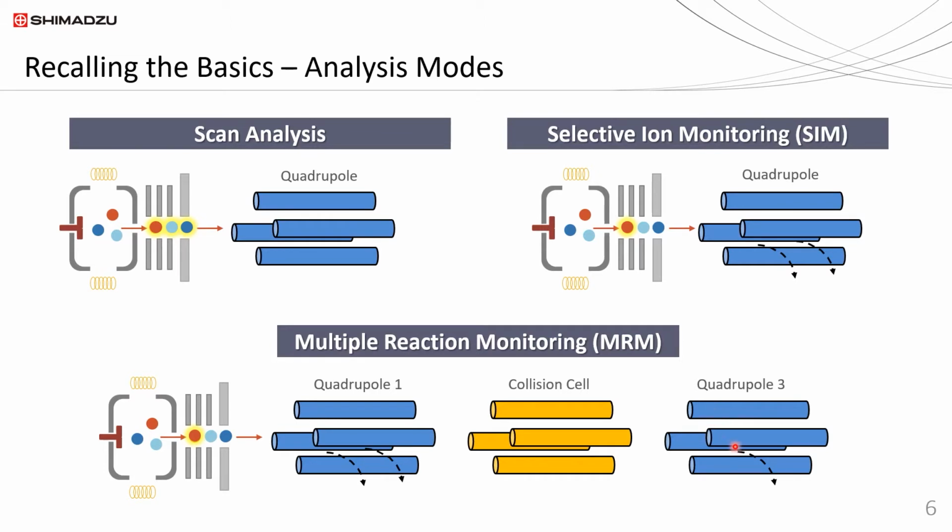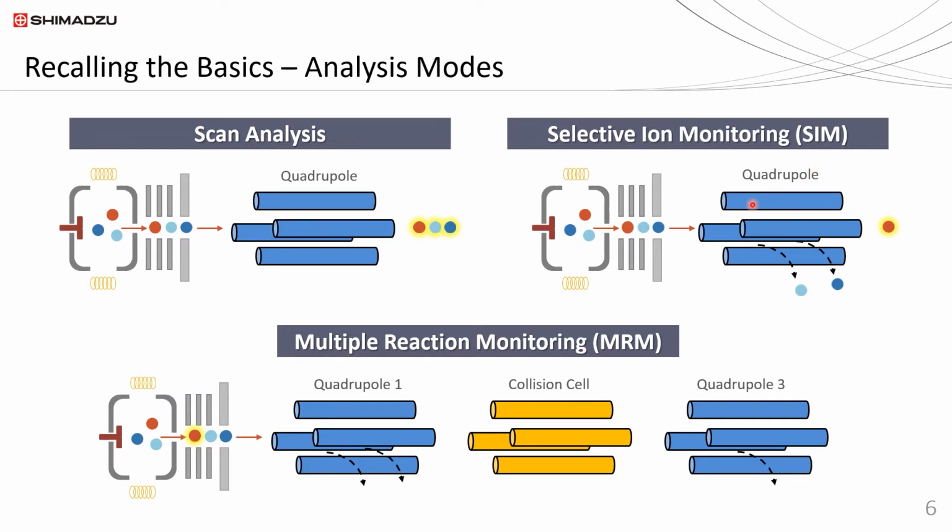GCMS usefulness grew over the years when more analysis modes became available. What we have discussed in the previous slide is the detection of all ions that pass through the quadrupole. And we call this the scan analysis because it scans for every single ion. We can modify the voltage of the quadrupole to filter off unwanted ions that we do not need. When performed correctly, only the selected ions will pass through the quadrupole and then be detected. This is called the Selective Ion Monitoring Mode, or SIM mode.